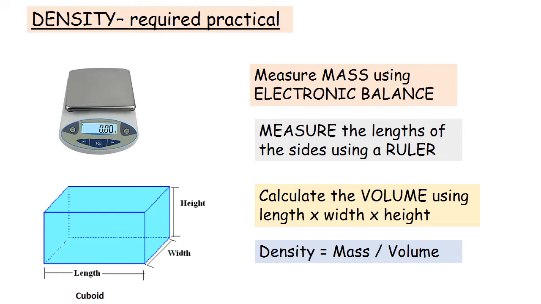This is a required practical to be able to work out the density of a material, and it comes in 2 varieties. A required practical where you might be asked to work out the density of a regular object like a cube or a cuboid. To work out density, you need to measure the mass and you need to measure the volume. To measure the mass of a regular object, place it on an electronic balance. To work out the volume, measure the sides of the object using a ruler, and then calculate the volume using length times width times height. Now you can work out the density with density equals mass divided by volume.